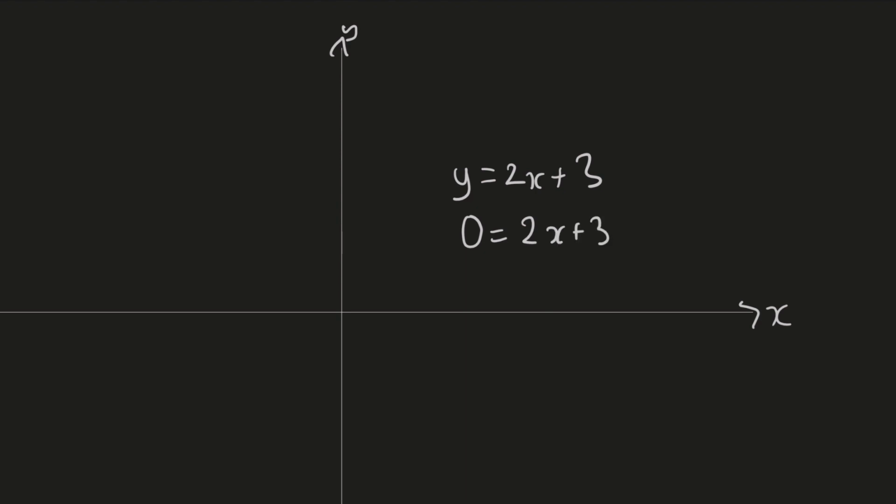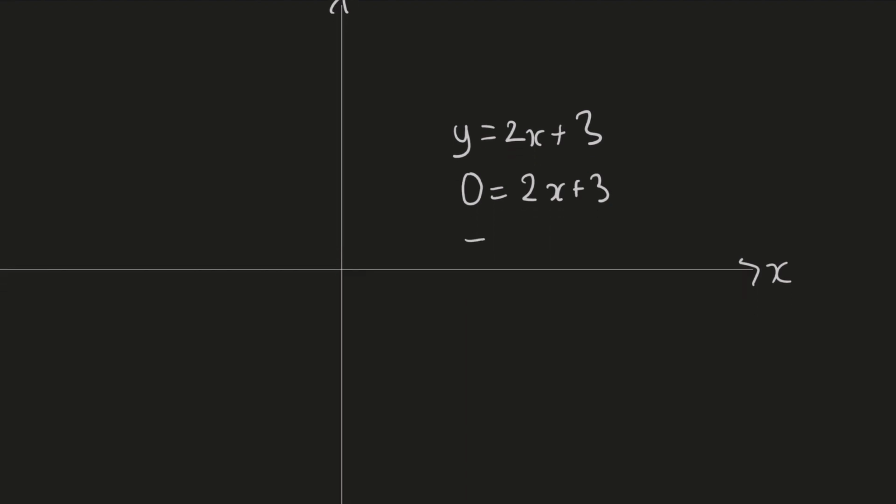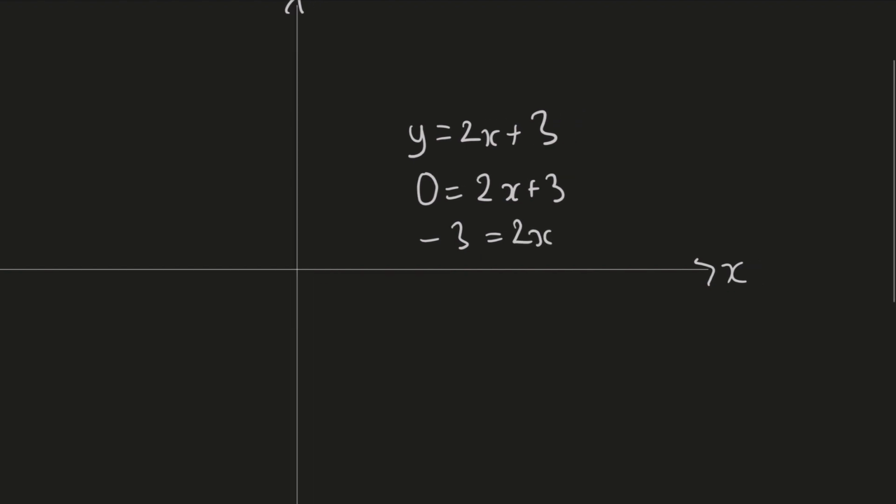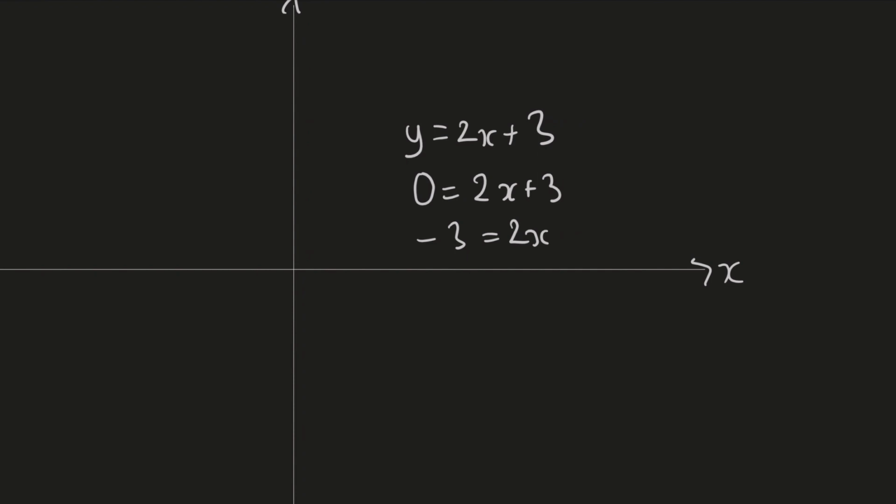Now, this can be tricky. The next part we're going to do is bring this 3 to the other side. And how do we do that? We subtract 3 from both sides. So what we get is minus 3 is equal to 2x. Now, we want to find x just by itself, without the 2. So we're going to divide both sides by 2. So minus 3 divided by 2 is equal to 2x divided by 2, which is equal to just x. So minus 3 on 2 is the x-intercept.